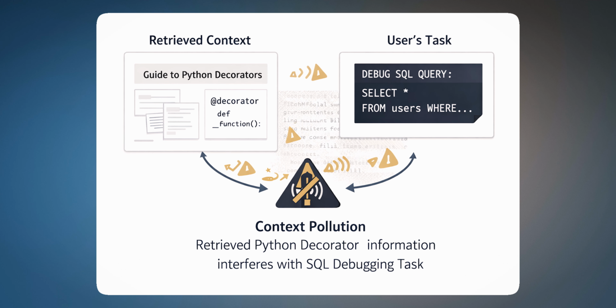Second, you have context pollution. This is when irrelevant, redundant, or conflicting information actively distracts the model. Imagine your context contains retrieved documents about Python decorators, but the user's current task is to debug an SQL query. The decorator info is just noise that pollutes the context, wasting cycles and degrading the quality of reasoning. It is like trying to have a serious conversation in the middle of a lovely party. The signal is very likely to get polluted by the noise.